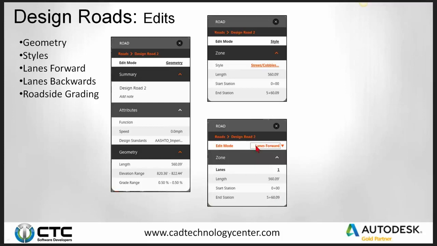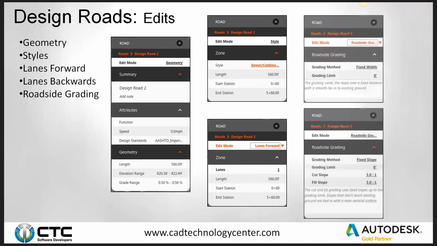Obviously, lanes forward is identical to lanes backward, so I didn't add that extra screen cap. The next thing that's new is the roadside grading. In the past, in the 2014 version, everything was set with a fixed width. In 2014, it was set with a fixed width of, I think, 32 feet. So it would go from center line out, and it would be 32 feet.